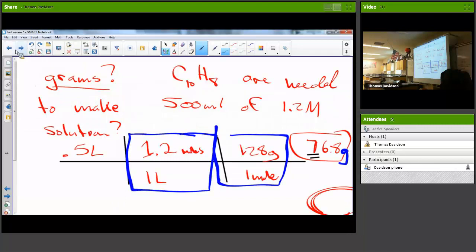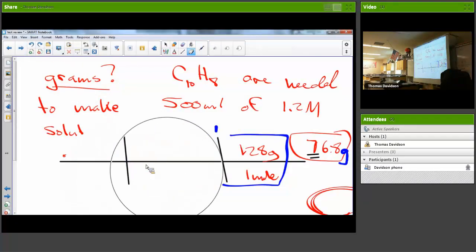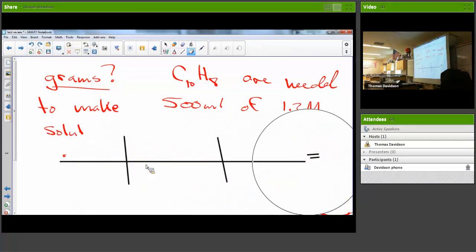Hold on. Pretend you can't see any of this right here. Good. I wrote it in red just so Shaw couldn't see it.